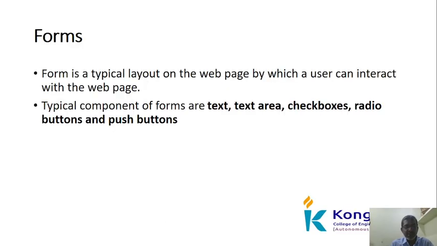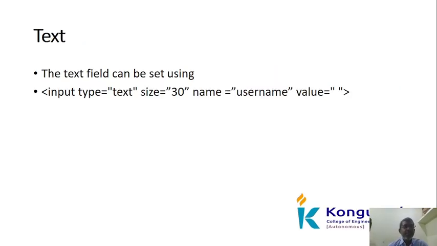Next, the last one is forms. We already know forms. Suppose I am going to create a registration form in the web page, how can we define it? We can see here. A form is a typical layout on the web page with which the user can interact. What components will be there? Text and text area, checkbox, radio buttons, push buttons, like that. The first component is the text component.